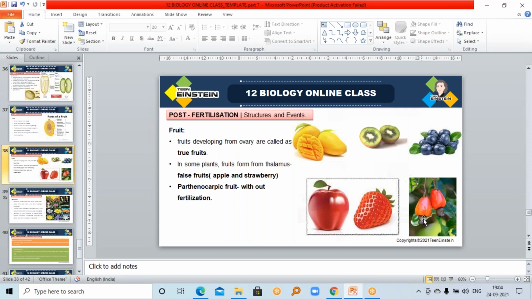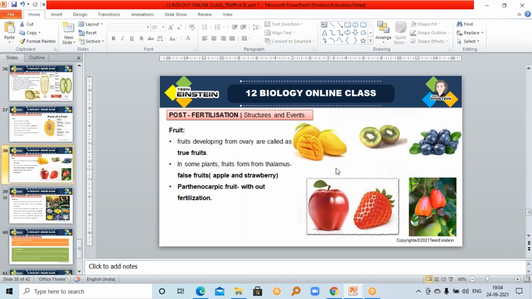Here, this is the fruit, that nut part, that is the fruit actually. This is false fruit. This nut part is formed from the ovary, not this apple part, right? In the case of cashew. And in the apple, inside, seeds will be present, black color seeds. That is formed from the ovary, not this fleshy part. Okay, so these are the false fruits.